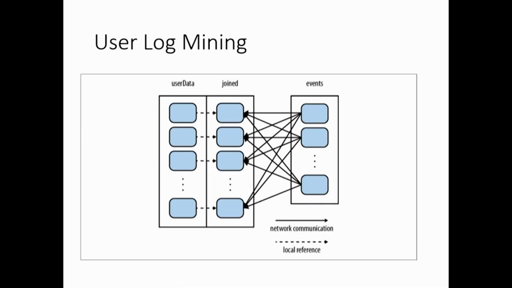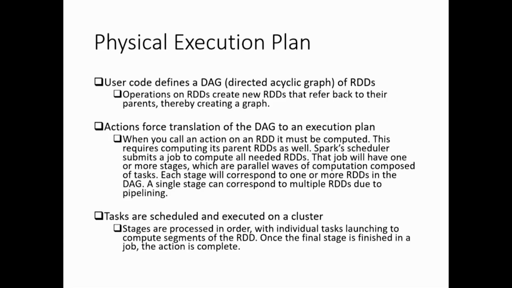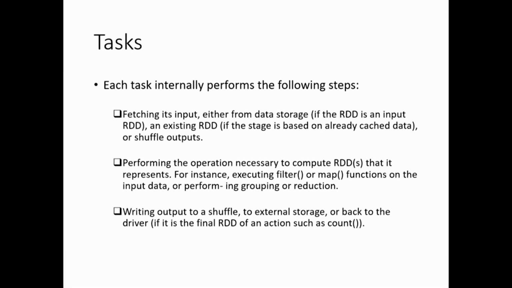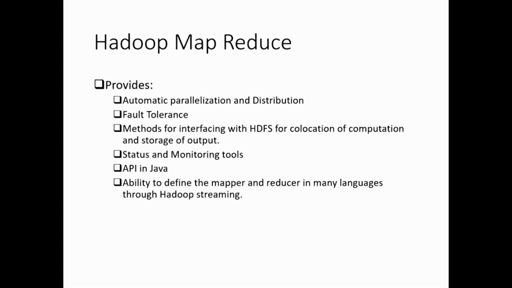I will skip this. There are many optimizations that you can do. You can do caching and you can do co-partitioning. These are two ways of making your Spark programs much faster. And you get the physical execution plan. I don't have time to go into the Hadoop system, so I will stop here. Any questions on this part?